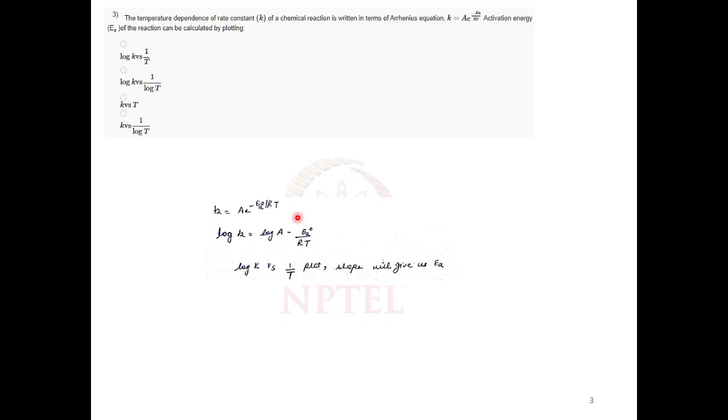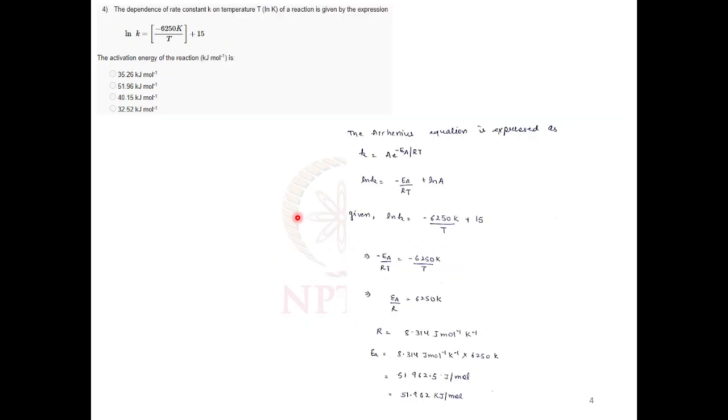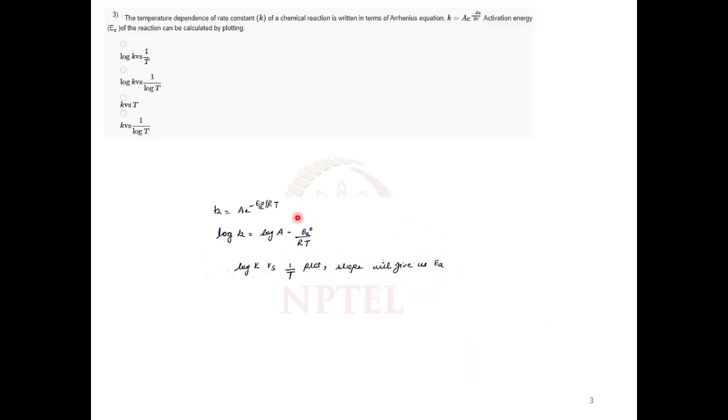You need to calculate this from the log k versus 1 by T plot, where you need to find out this activation energy. Now this is the plot where you need to find the value of this activation energy. So with it, 51.962, so B is the answer here. Here the answer is A.